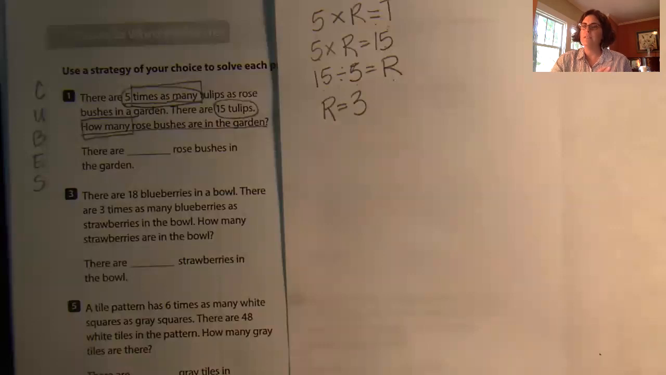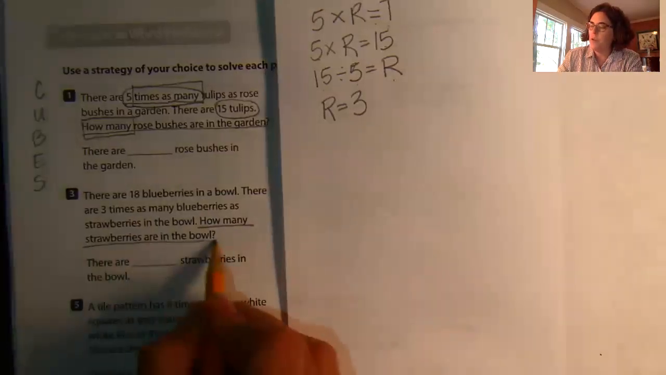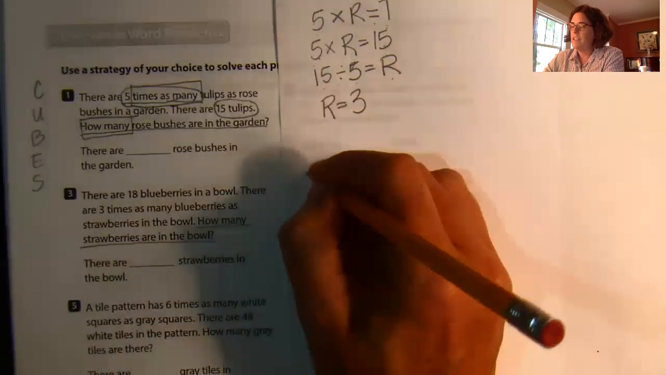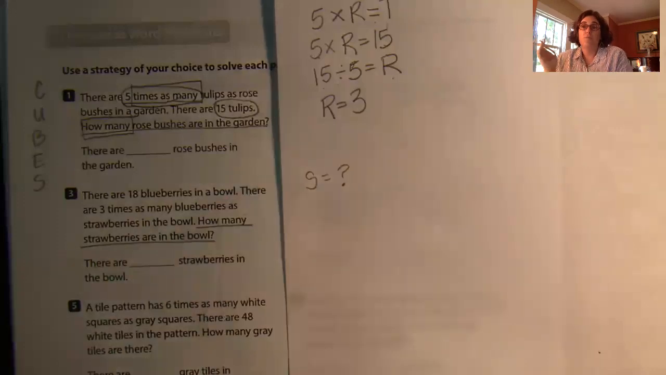What is the question? What is it asking us? Very good. It's asking us how many strawberries are in the bowl. So I'm going to write over here, I need to know strawberries. That's what we don't know. S equals question mark because we don't know that yet. All right, we're going to read it our third time through, and this time we're going to circle important numbers and box keywords. There are 18 blueberries in a bowl. There are 3 times as many blueberries as strawberries in the bowl. How many strawberries are in the bowl?